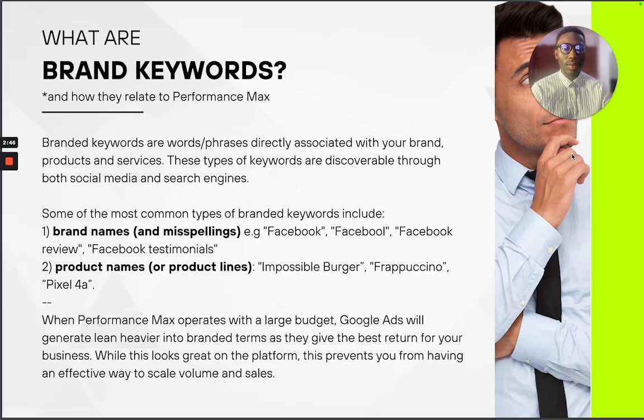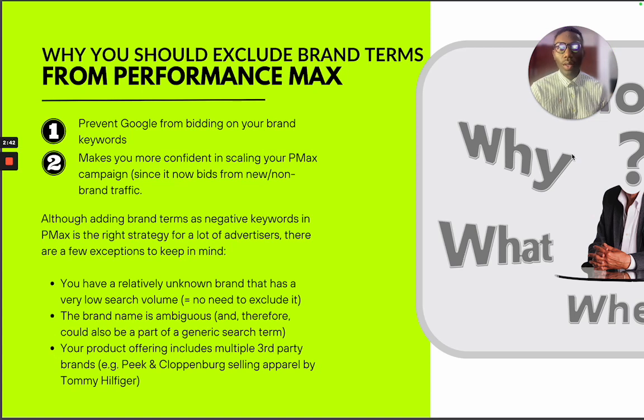And there are some nuances around this that I would also share in the course of the video. Now, obviously the first reason that you need to be looking at to exclude brand terms is to prevent Google from bidding on those terms. So if you do not want Google to bid on your brand name, which is very important, you should exclude them and then have Google not bid on them. And then it also gives you more confidence in scaling your PMax campaign because the campaign now goes after new traffic or new non-brand traffic, right?